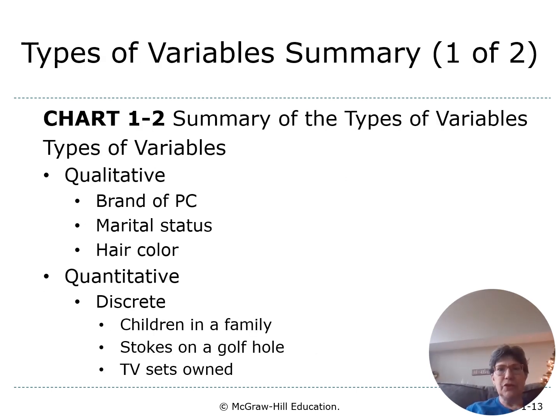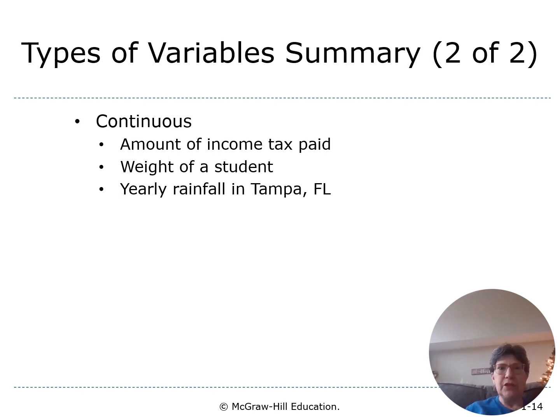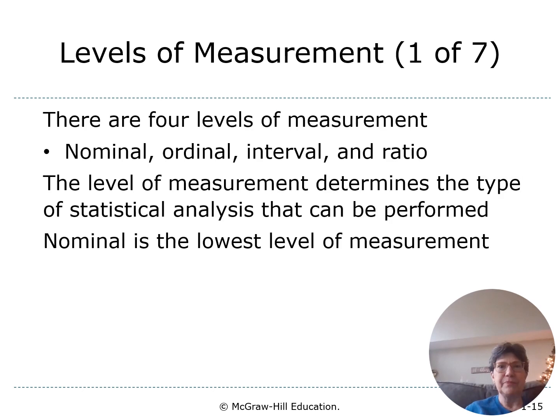So, just summarizing qualitative and quantitative. Qualitative would be things like the brand of the computer I'm using right now, I happen to be using an HP, my marital status, or hair color. Quantitative discrete would be children in my family, strokes on a golf hole, and TV sets owned. Continuous would be amount of income tax paid, weight of a student, or yearly rainfall.